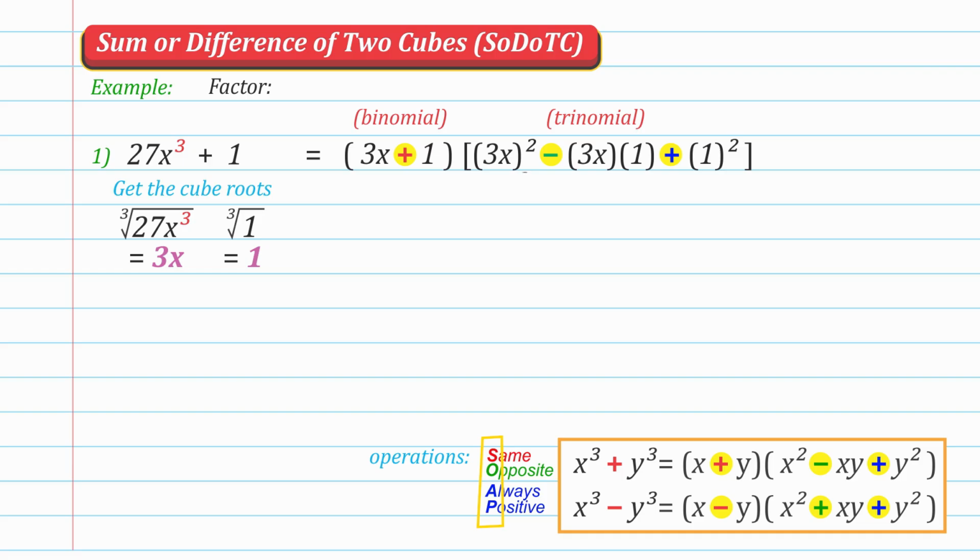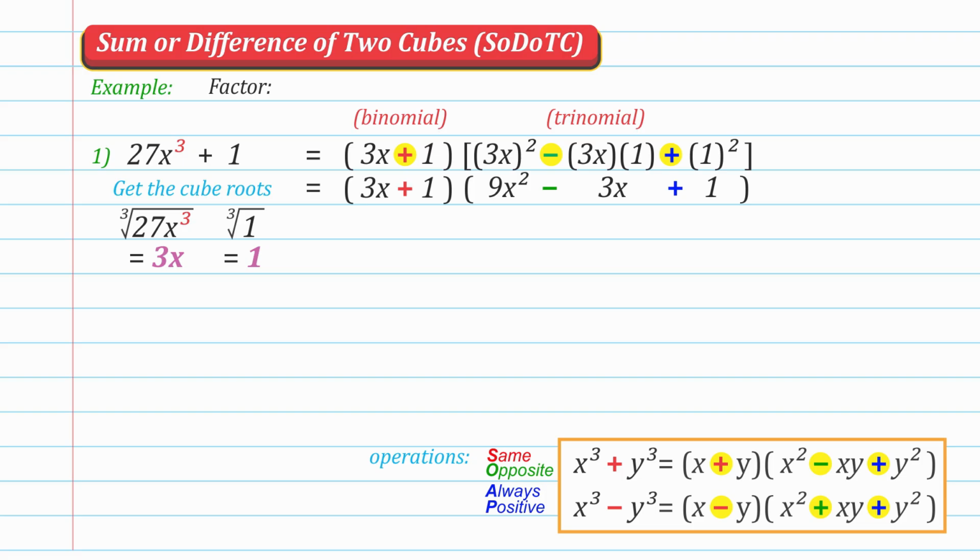So, next, we copy the binomial factor because we can't simplify those two terms anymore. Then, we simplify the terms of the trinomial. Quantity 3x squared is actually 3 squared x squared. So, it's 9x squared. Recall the rules of exponents. 3x times 1 is 3x. And finally, 1 squared is 1. That's it. We have factored this sum of 2 cubes.